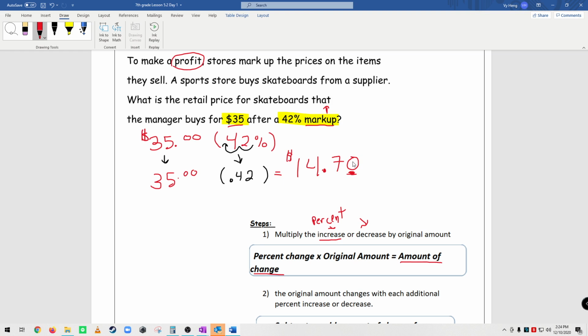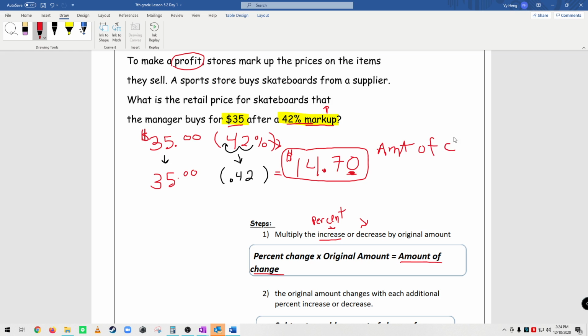So now this right here, we took the percent of change, which was a percent increase, the markup, and we got the percent of $35, the original amount, is equal to the amount of change. We went from the percent of change to the amount of change. So this is the amount of change.